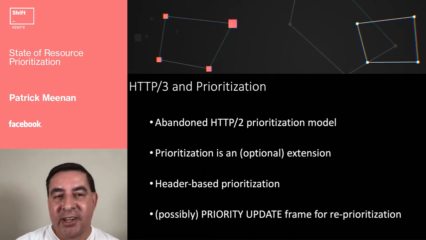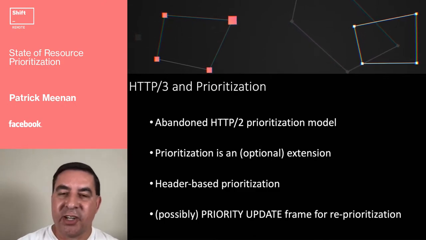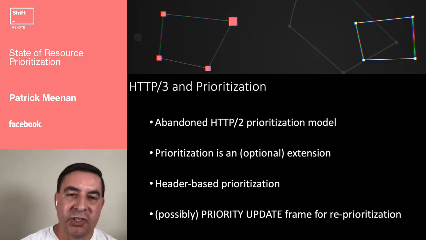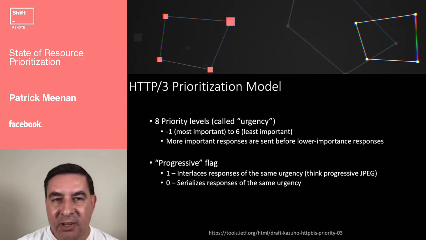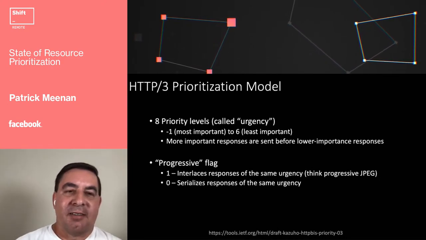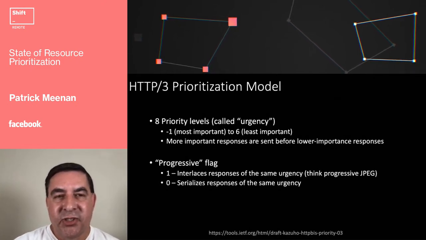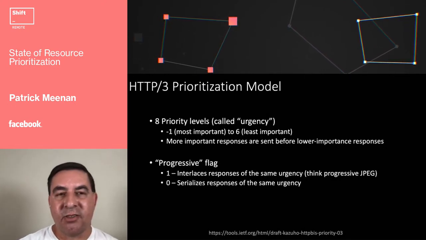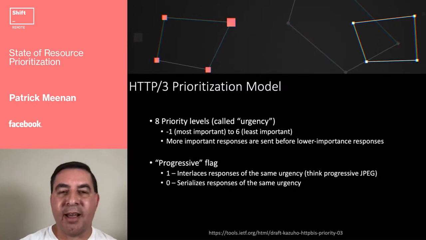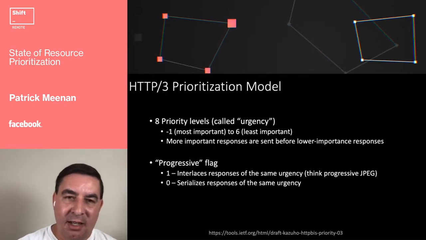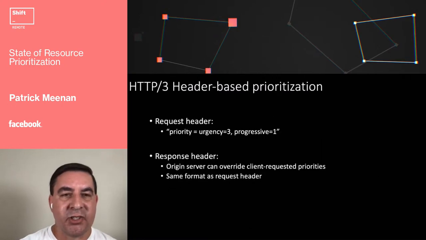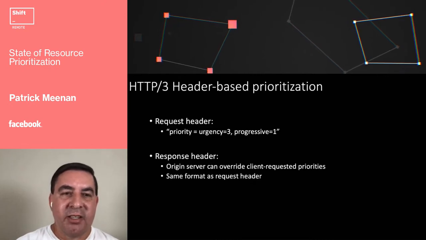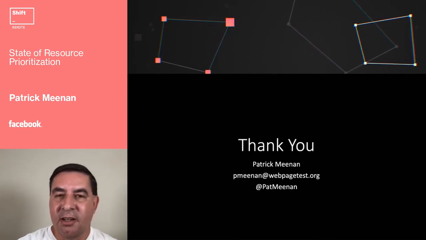A really cool feature is you can actually override it from the server, and the server can say, no, I know the client asked for it at this priority, but it's actually a higher priority resource. The way it works is there are 8 priority levels, basically mirroring what the browsers do internally. And there's an interlace flag, the progressive flag: do you download these resources at the same time as others or one after the other, to let you split images, for example, from scripts? And so it looks like this. You have a priority header, you give it an urgency and progressive, and the server can override it.